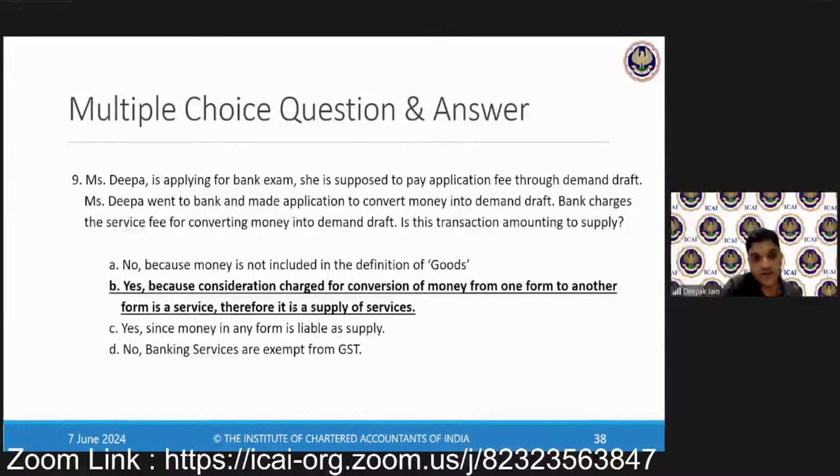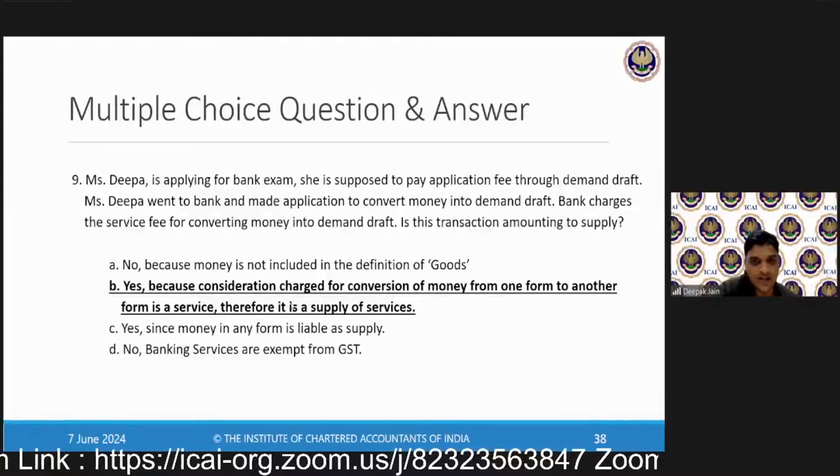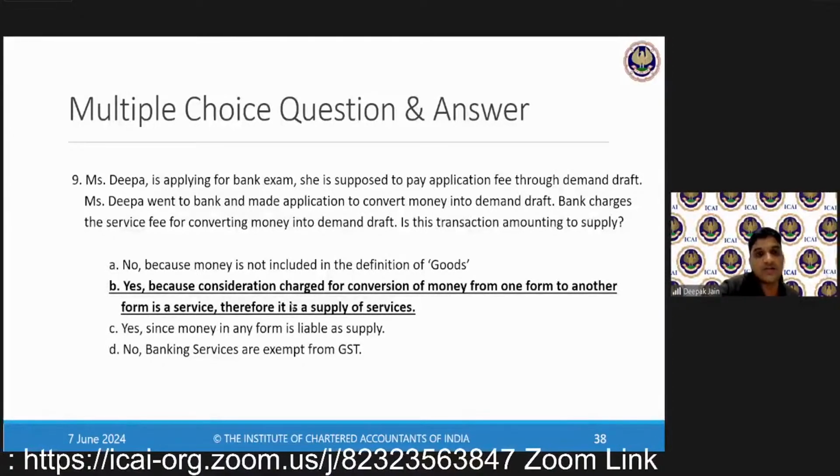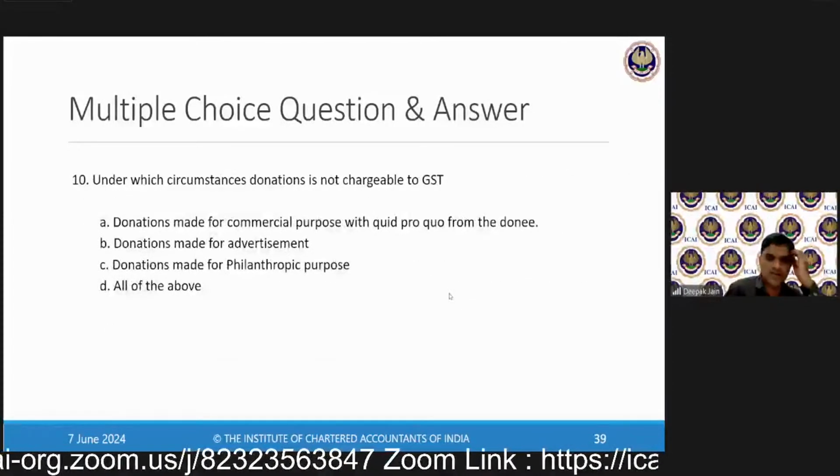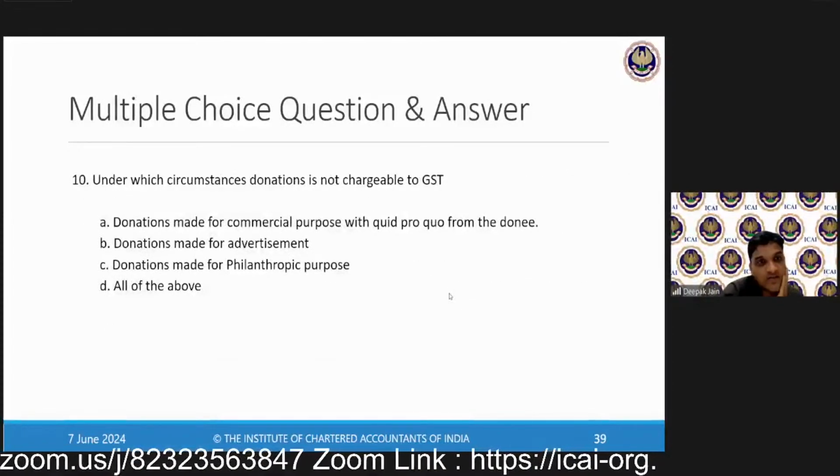Now, last question for the day, ladies and gentlemen. Under which circumstances is donation not chargeable to GST?